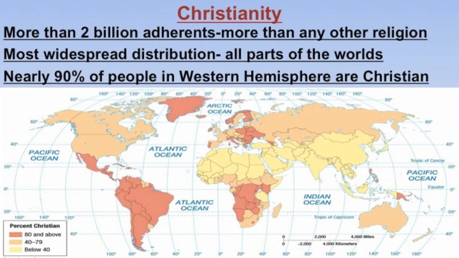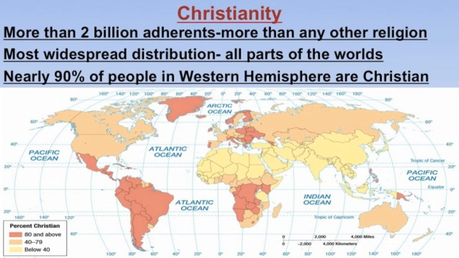Nearly 90% of people in the Western Hemisphere are Christians. So even though it's widespread and found all over the world, there's a heavier concentration of Christians in the Western Hemisphere compared to that of the Eastern Hemisphere. And we'll look at more examples of where in the Eastern Hemisphere Christianity is found, and also what the other religions are that are found in the Eastern Hemisphere. When we talk about the Western Hemisphere, obviously that includes North America, Central America, South America, and so those are areas that are known to have more Christians than other parts of the world.